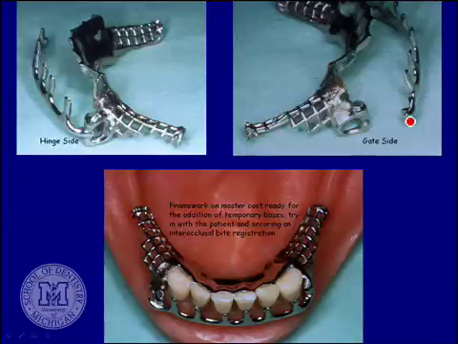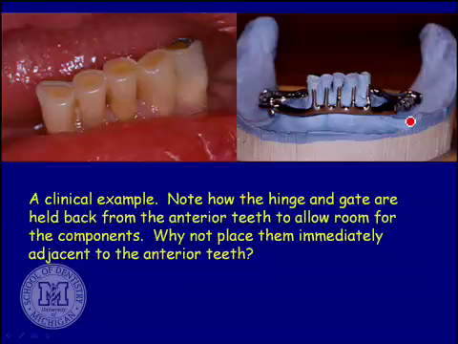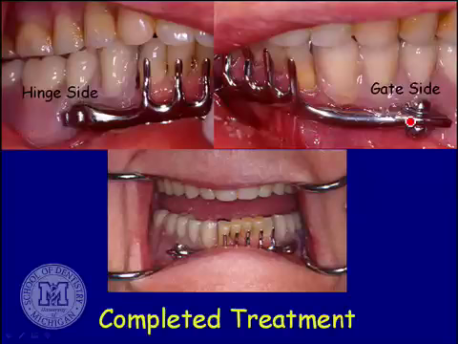So if you're thinking about doing one of these, you want to ask if the patient's right or left-handed, which side is easier for them to get a hold of this gate and snap it open if they have a preferred side. So here's a situation clinically in which you look at the teeth in the anterior. We go ahead and basically have our partial denture. Here's examples of them.